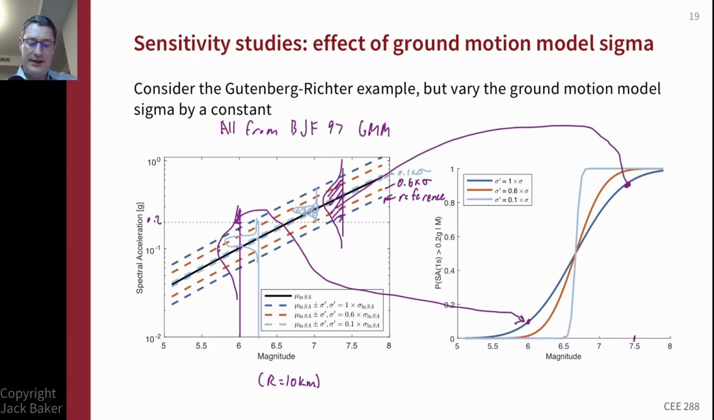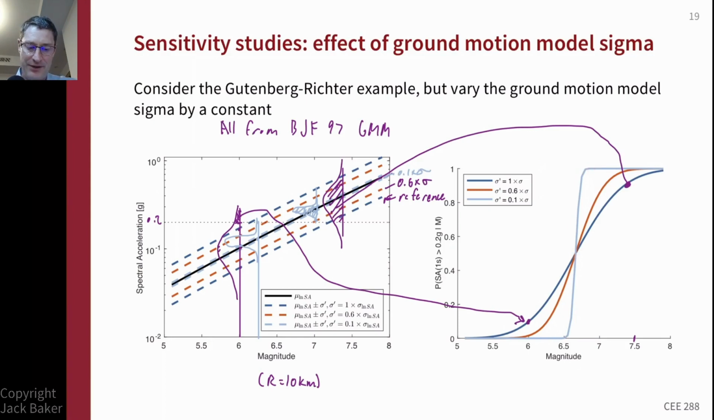So you can see that as we move left to right in magnitude, the dark blue case, we're going to move up in probability, but slowly because of the wide variability in the ground motion model. If we suppress the variability in that ground motion model, like in the light blue case, we have much more of a step function in probability. And once we get to 6.6 or 6.7, our probabilities of exceedance are going to go very quickly from almost 0 to almost 1. Right?